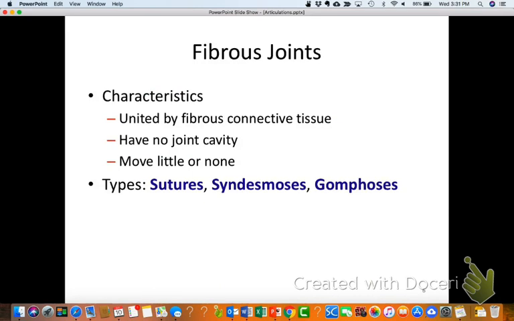So fibrous joints are characterized by having just a thin layer of fibrous connective tissue connecting the two surfaces of the bone, which are really quite close to each other. So there's no space between them to speak of. And so there's very little, if any, movement. Sutures, syndesmoses, and gomphoses we're going to look at individually.